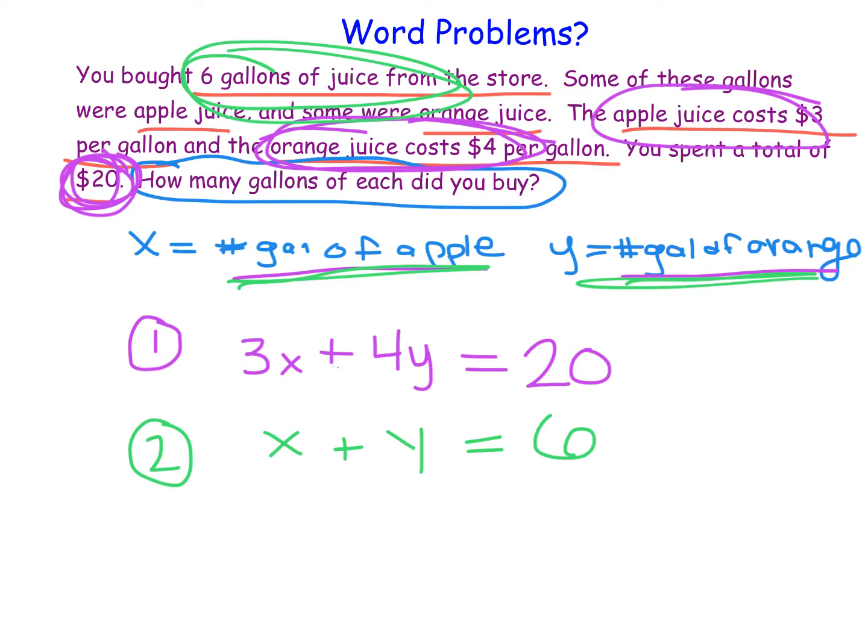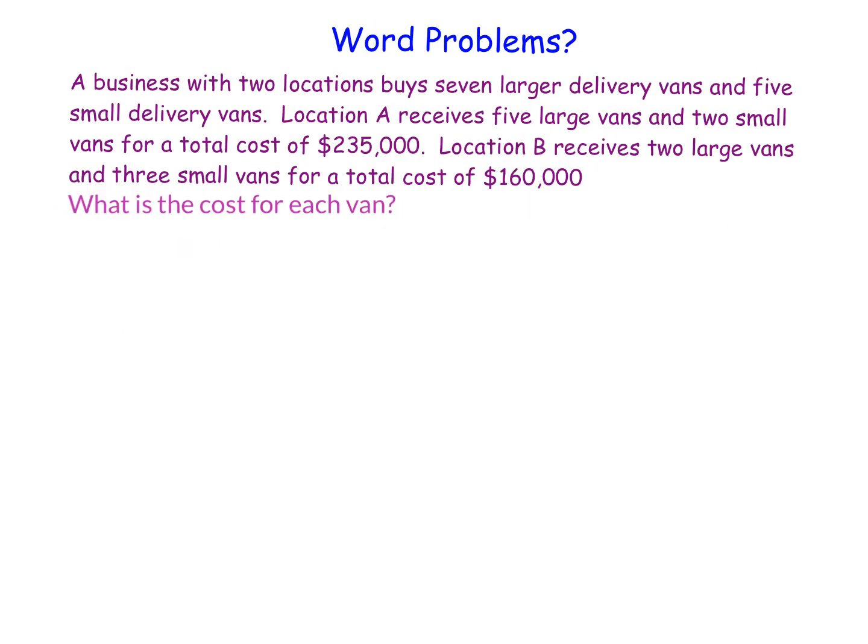So here I have 2 equations with 2 unknowns, and now I could use any of my solving strategies, graphing, substitution, or elimination, to solve for X and Y, and ultimately I would be able to find how many gallons of each I bought that were a total of $20, but also resulted in me buying exactly 6 gallons from the store. So let's take a look at setting up another word problem here.